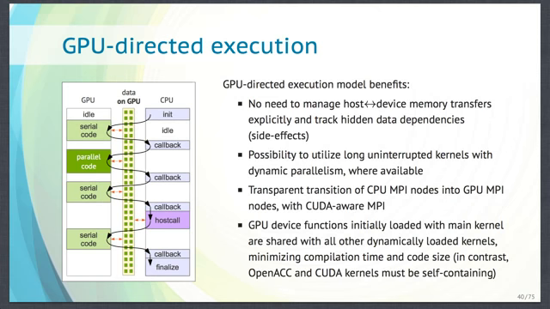The origin behind this decision are some benefits or potential benefits for future. For instance, we have no need to manage host device memory transfers and track hidden data dependencies. Also, we favor the code with a large amount of potentially parallel code because all our data is initially on GPU. It would be easier to keep it there.